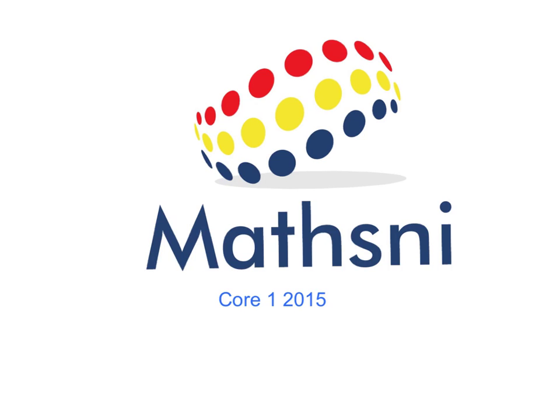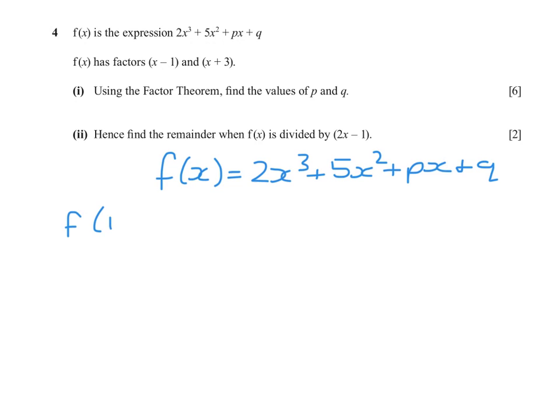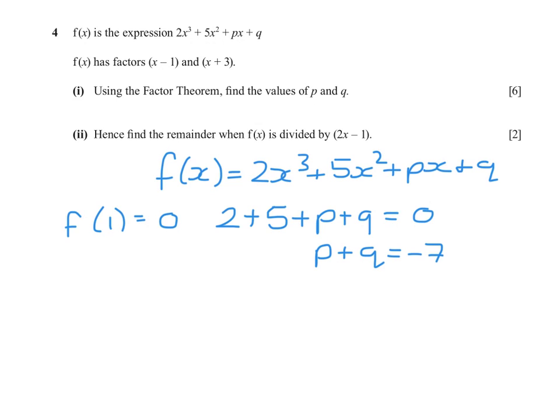Core 1, 2015, question 4. f of x equals 2x cubed plus 5x squared plus px plus q. If x minus 1 is a factor, then f of 1 has to equal 0. So 2 times 1 plus 5 times 1 plus p times 1 plus q has to equal 0, which tells me that p plus q equals minus 7.